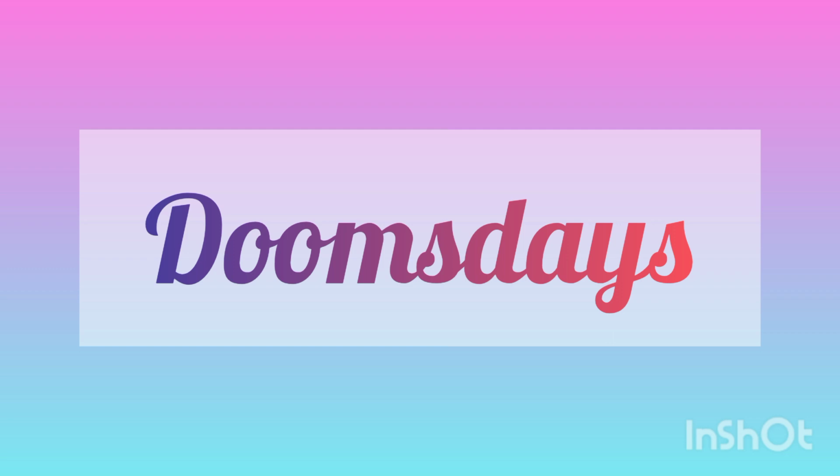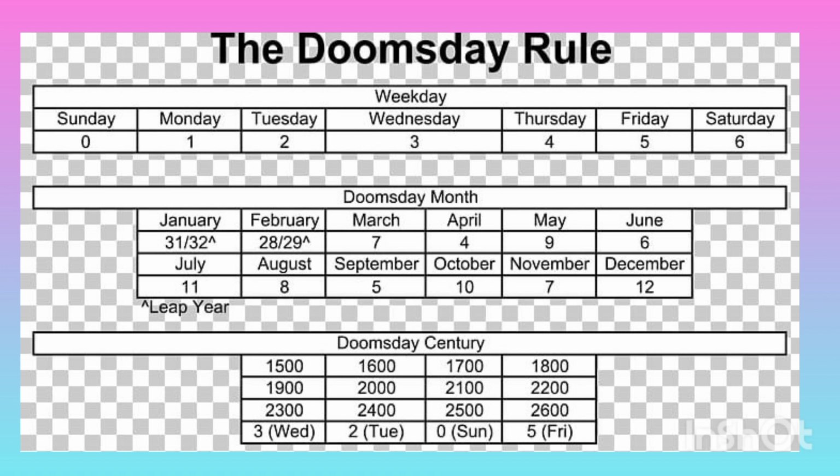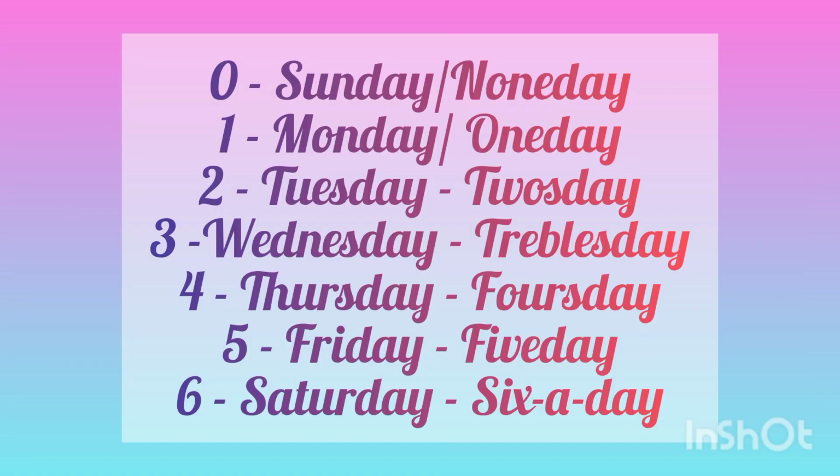Let's get started. The Doomsday Algorithm revolves around the doomsday for the century and specific dates in each month that fall on a doomsday. These simple codes link weekdays: 0 for Sunday, 1 for Monday, 2 for Tuesday, 3 for Wednesday, 4 for Thursday, 5 for Friday, and 6 for Saturday.